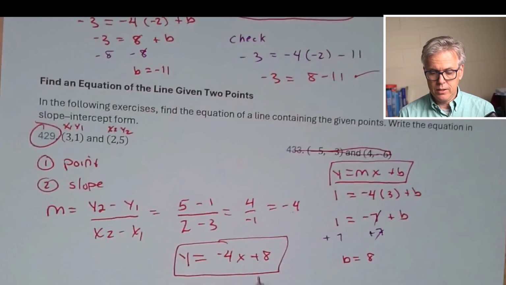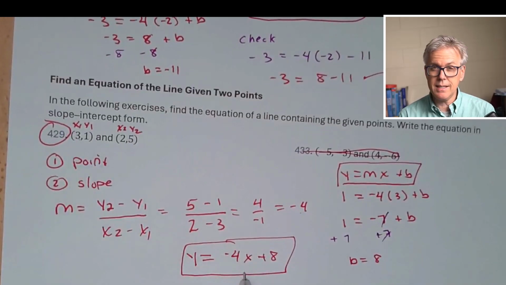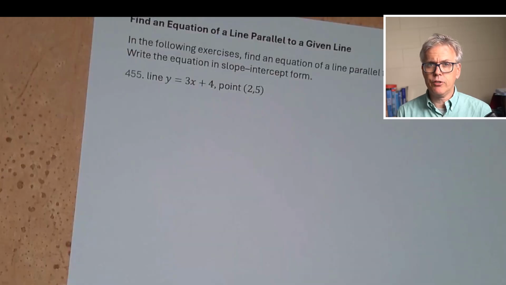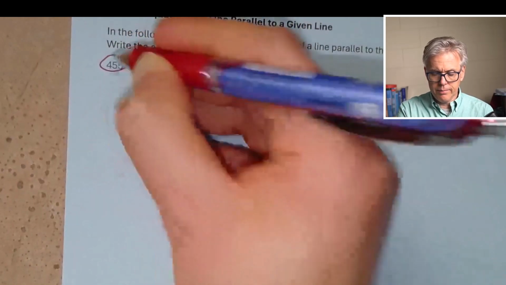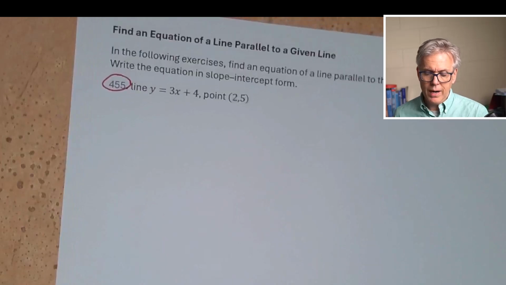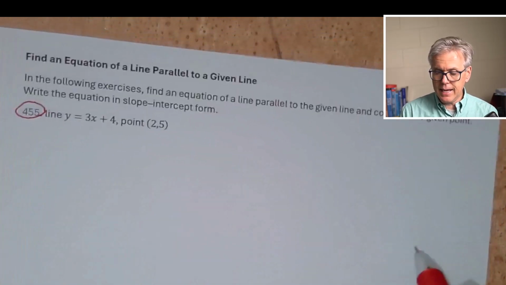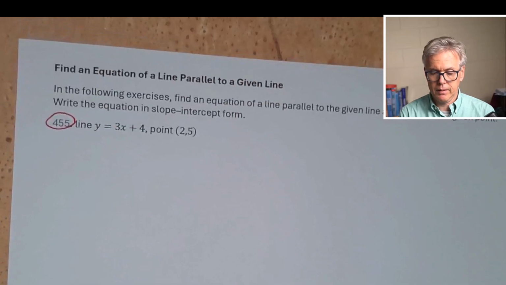And you can check this. You can plug both of these points into the equation. If they both work, you know you're right. I'll get you started on these two. I'm not going to finish them up. Get you started. So write the equation of a line that's parallel to this line and contains this point.